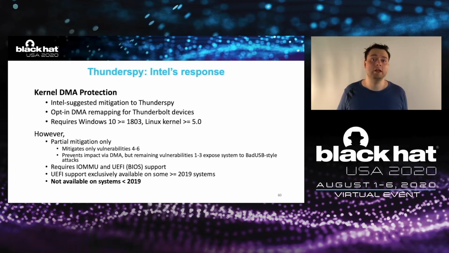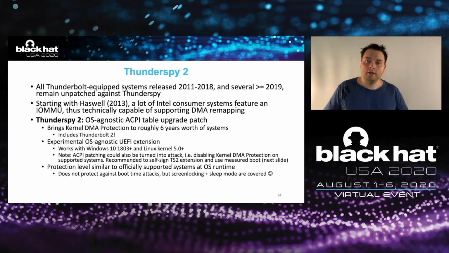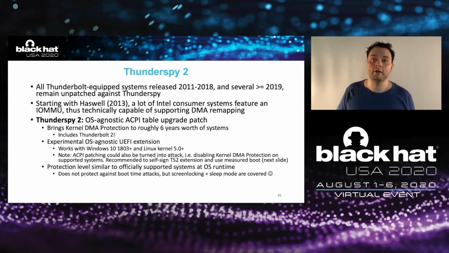Kernel DMA Protection is a partial mitigation only. Specifically, it does not mitigate Thunderspy vulnerabilities 1, 2, 3. So this really exposes the system to a BadUSB style of attacks. Most importantly, it not only requires an IOMMU, but also BIOS support. We found that this BIOS support is exclusively available on some systems, not all systems, that ship since 2019. So basically what Intel is saying is, just buy a new laptop. That means about 8 years' worth of systems remain vulnerable to Thunderspy forever.